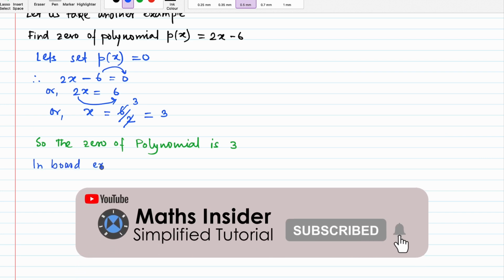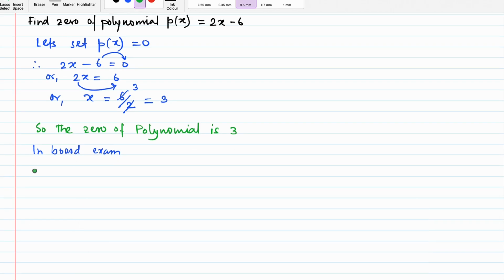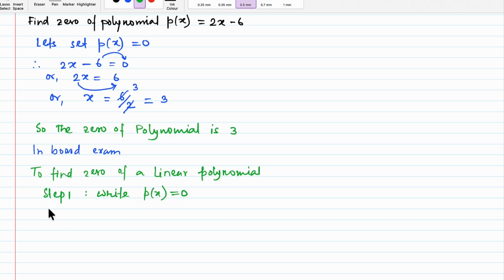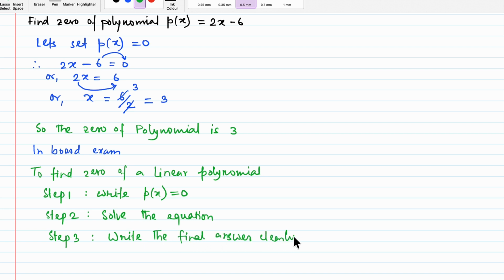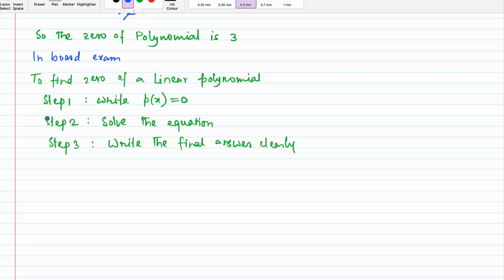So now coming back, in the board exam, to find the zero of the linear polynomial, so we are dealing with the linear polynomial. Maybe in the next video we'll see dealing with quadratic polynomials. So write p(x) equal to 0, then solve the equation by putting the polynomial expression equal to 0, and then we can find the value of x and write the final answer clearly.